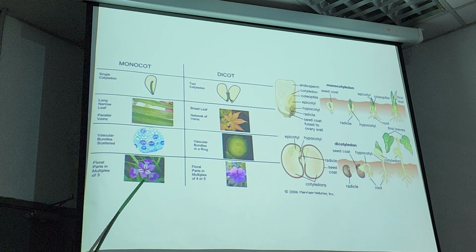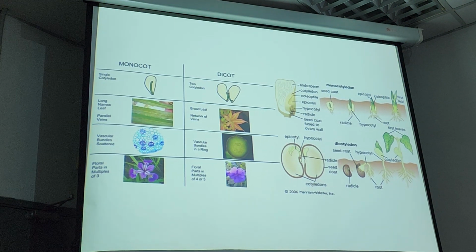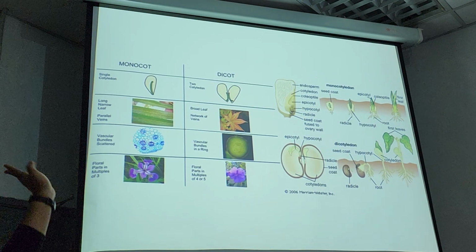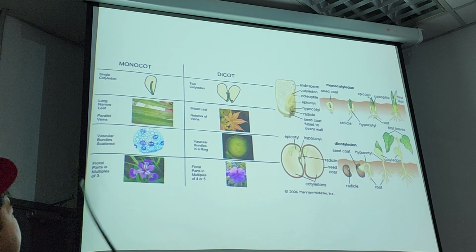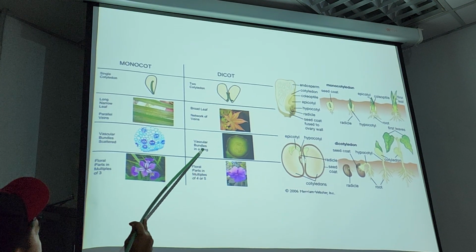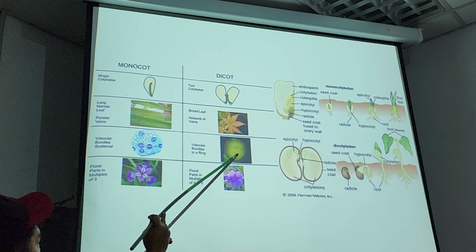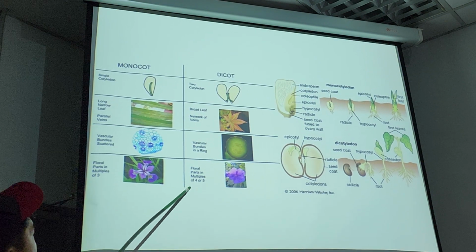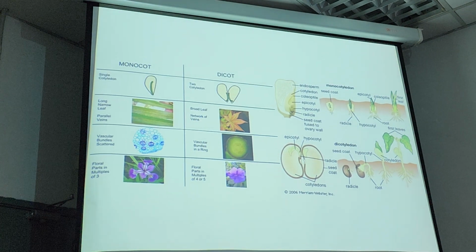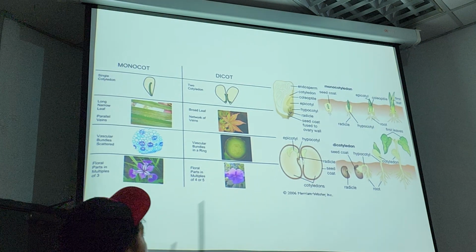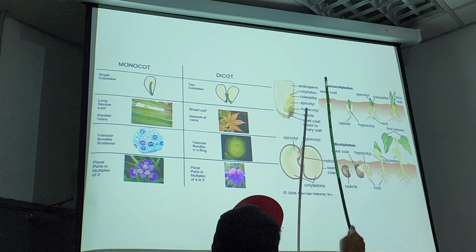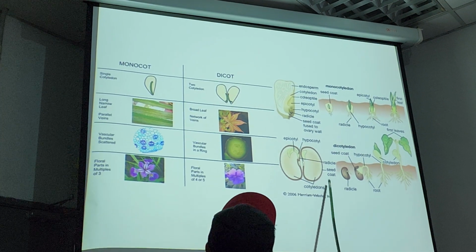What flower is this? Iris. And dicot is associated with the rest: broadleaf, netted venation, vascular bundles in a ring in concentric circles, while the floral parts are in multiples of 4 or 5, like hibiscus, for example. And you have these two systems here. The top is the monocot seed, and down here is the dicot seed.